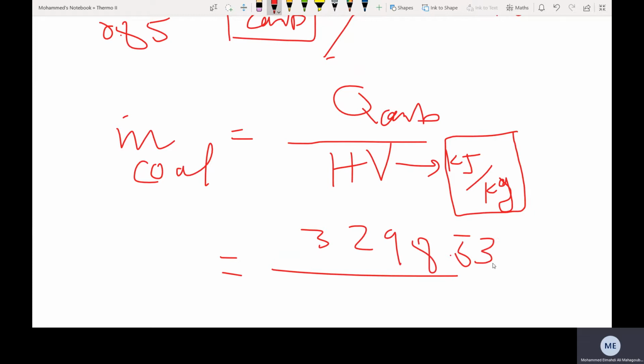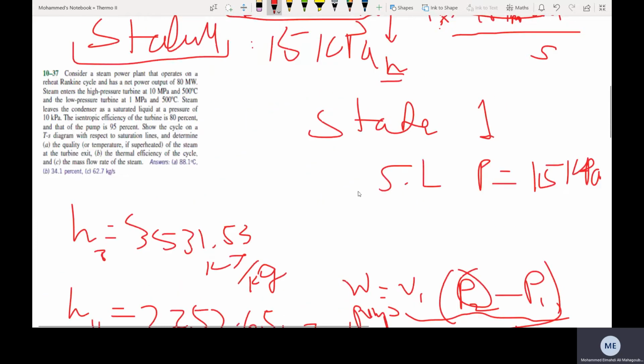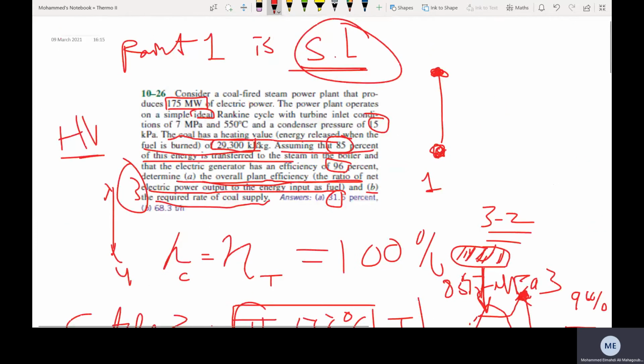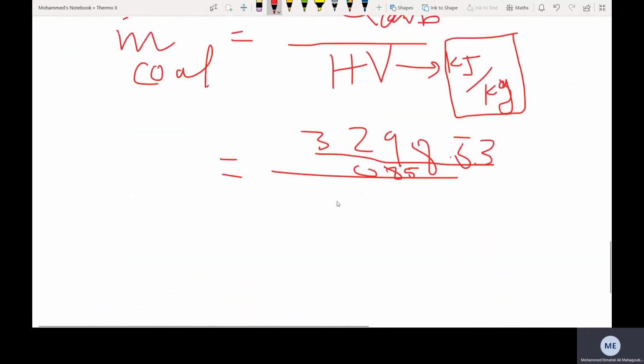And then, as I told you, divided by what? Divided by 0.85 to get the amount of Q combusted. And what is the heating value? The heating value is 29,300. Make sure that the units are consistent.